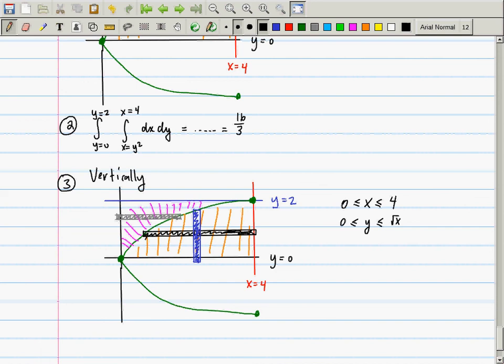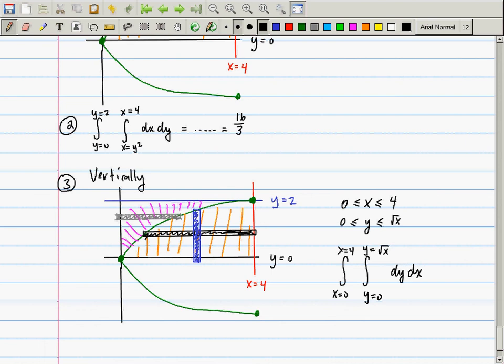Okay, now, 0 is a continuous function. The square root of x is a continuous function, which means it is perfectly legitimate to say that this is now a vertically simple region. So you should be able to write down the new iterated integral. Please write it down. Okay, so from x is 0 to x is 4, and then from y is 0 to y is the square root of x, and now what am I supposed to be integrating? dy dx.